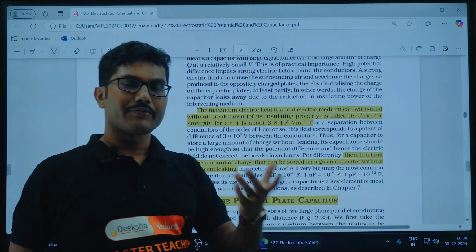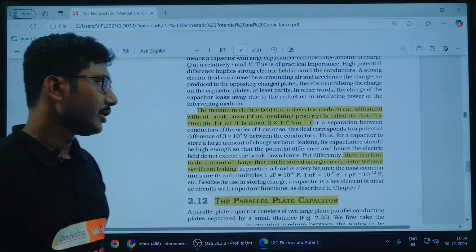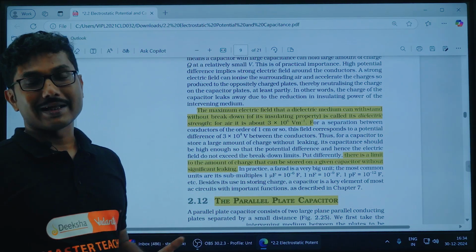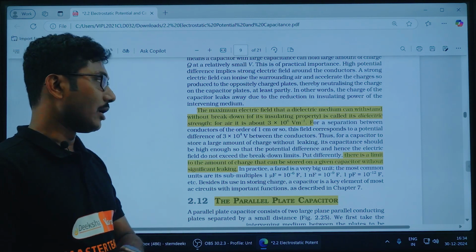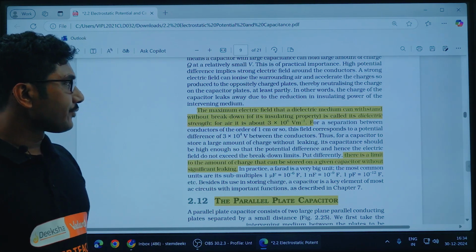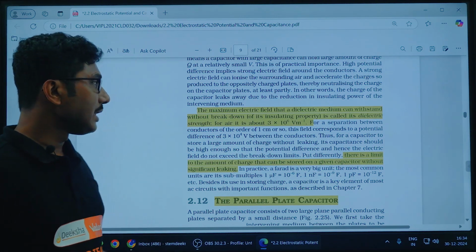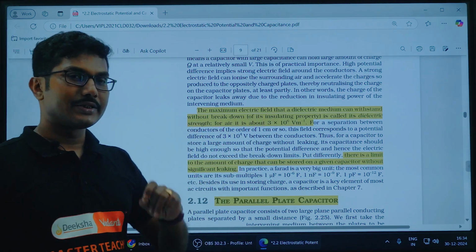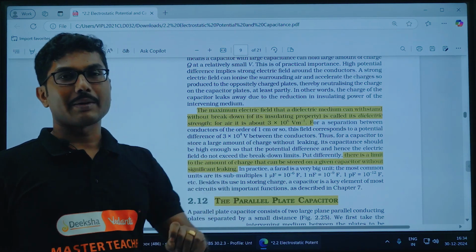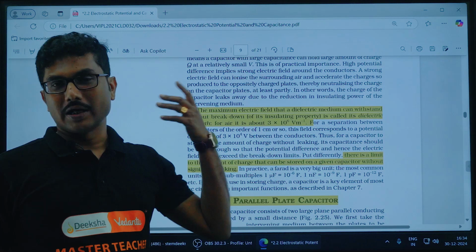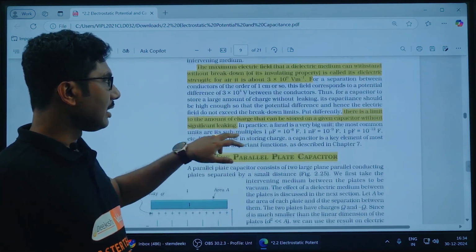That is also important for your fill in the blanks question. Dielectric strength is the maximum charge it can store without breakdown. And for air it is 3 into 10 to the power of 6 volt per meter. So, this is the electric field value, 3 into 10 to the power of 6 volt per meter, which is the maximum an air capacitor can hold. You can increase this value using different types of dielectric material.